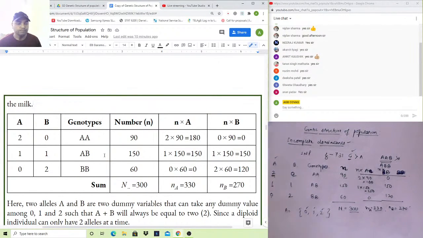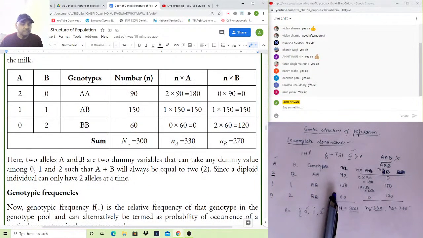Right? Now, what we need to understand from this table is that the two alleles A and B are two dummy variables that can take any value among 0, 1 and 2, such that A plus B will always be equal to 2, since a diploid individual can have two alleles at a time. So this is what we need to understand.